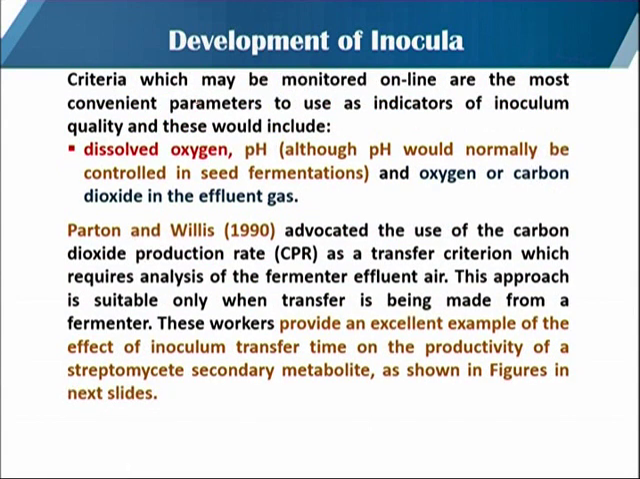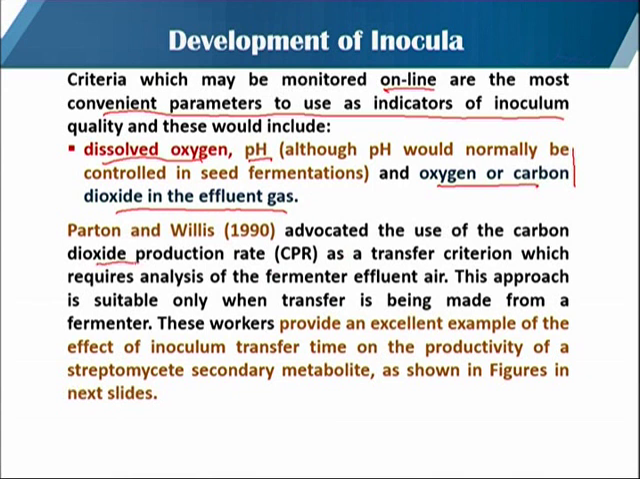The criteria which may be monitored online are the most convenient parameters to be used as an indicator of good quality inoculum. That is the dissolved oxygen, pH, and the oxygen and carbon dioxide in effluent or exhaust gas. Parton and Willis in 1990 advocated the use of carbon dioxide production rate (CPR) as a transfer criterion, which requires the analysis of fermentation effluent air. This approach is suitable only when transfer is being made from the fermenter.